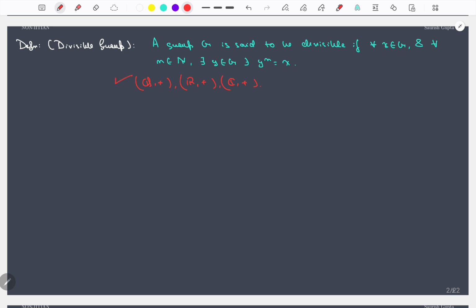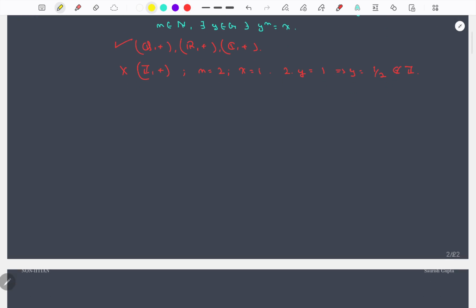But so these are examples, and a non-example would be Z with respect to addition, because you obviously know that for Z plus to be divisible, suppose you choose n equal to 2 and you choose x equal to 1, then you need to have 2 times y equal to 1, but that would imply y is equal to 1 over 2, which is not in Z. So you will never get an element in Z which satisfies the definition of divisibility. Are you getting my point? So Z won't be a divisible group, but Q, R and C are.